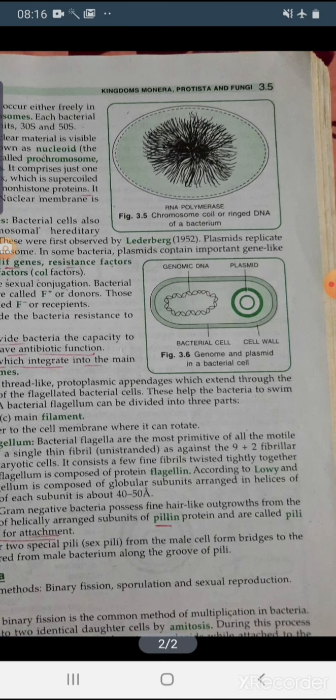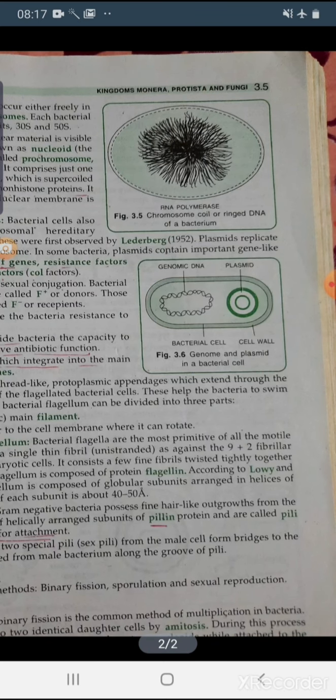See the diagram. It is the structure of a bacterial cell. You can see here two structures. One is the genomic DNA, the actual DNA, which all cells have. But the circular one is the plasmid DNA, that means it is the extra chromosomal DNA. We don't have such extra chromosomal DNA in our cells, but bacteria have this kind of extra chromosomal DNA in their cell.